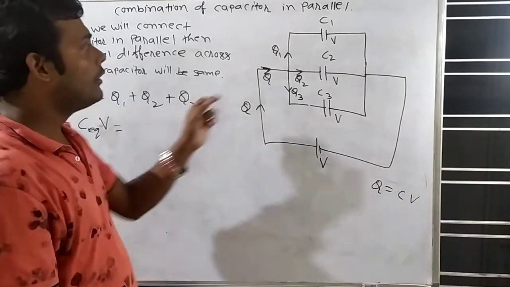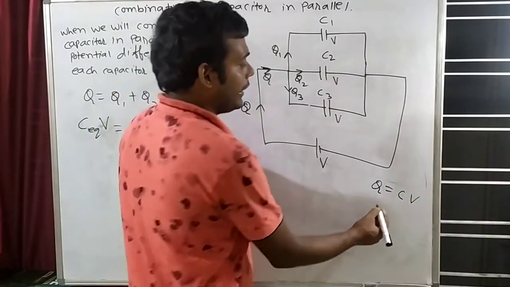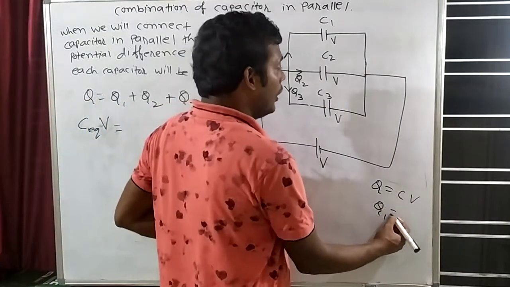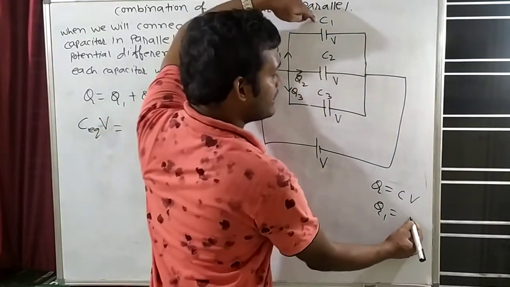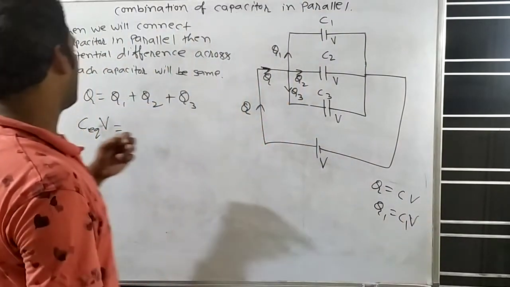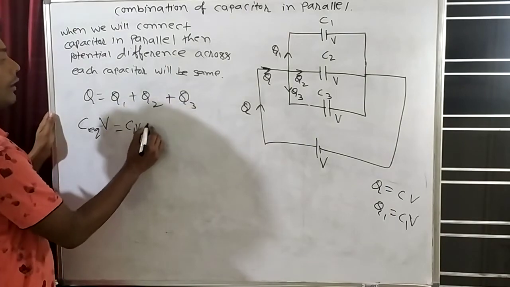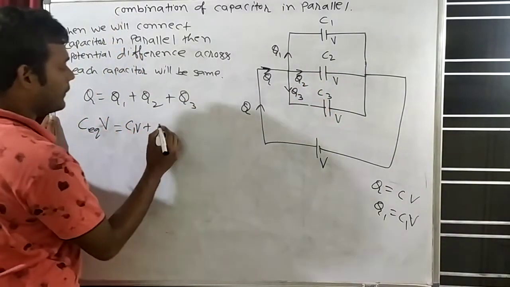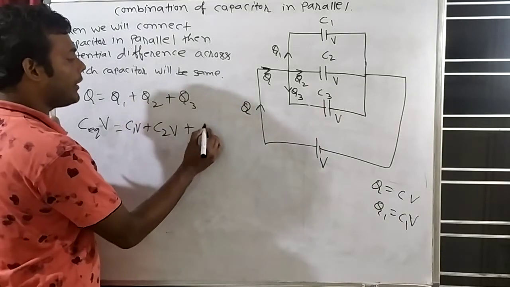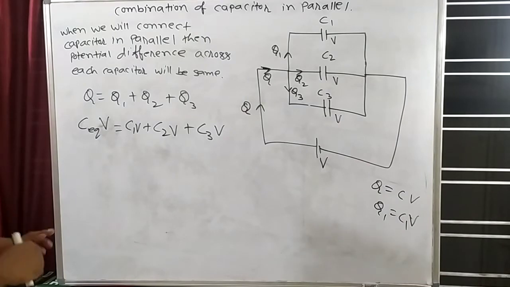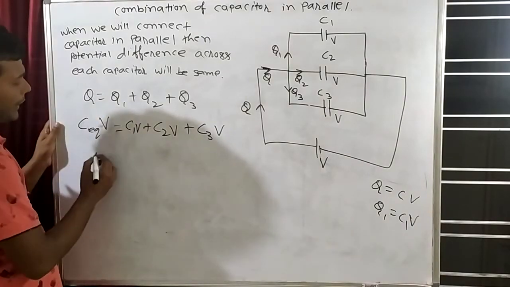What will be Q1, the charge across the first capacitor? The capacitance is C1 and the voltage is V, so Q1 is equal to C1 into V. Q2 will be C2 into V, and Q3 will be C3 into V.